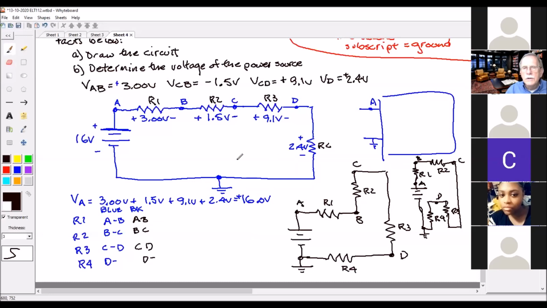I could draw this circuit any way I want, as long as I've got R1 connecting between A and B, R2 connecting between B and C, R3 connecting between C and D, and R4 connecting between D and ground. How I draw it over here doesn't matter, as long as I maintain that AB, BC, CD, D to ground relationship. Okay? Questions up to here?